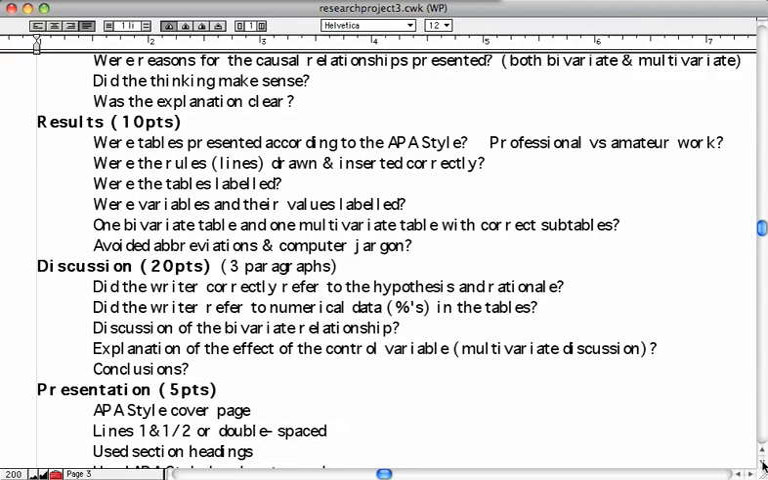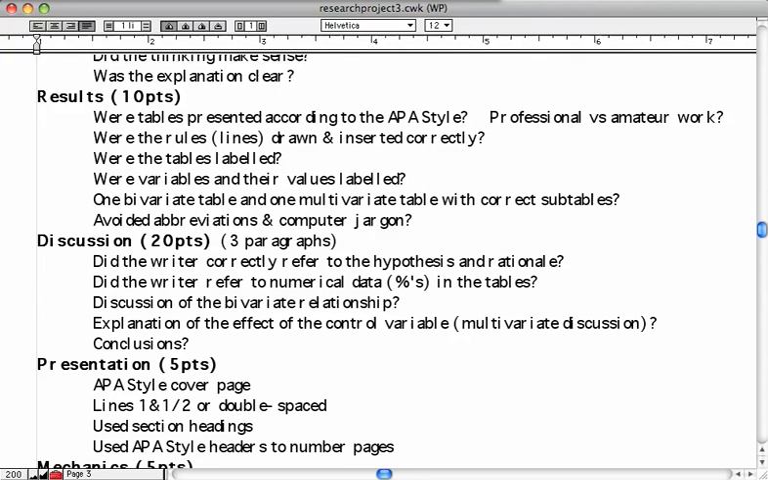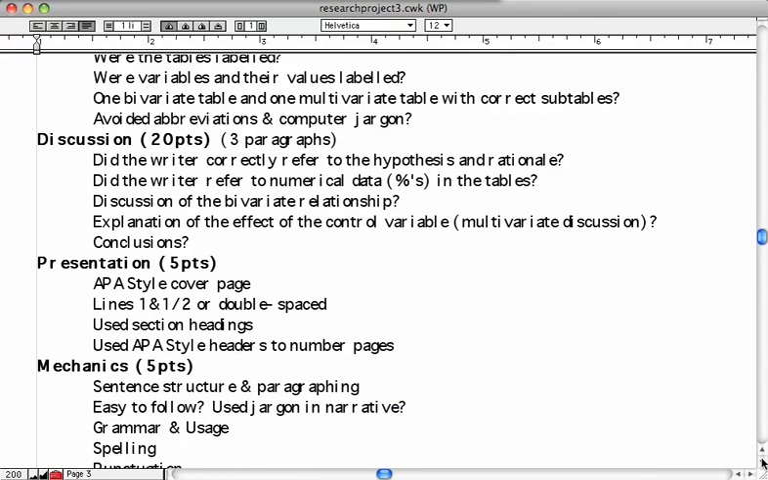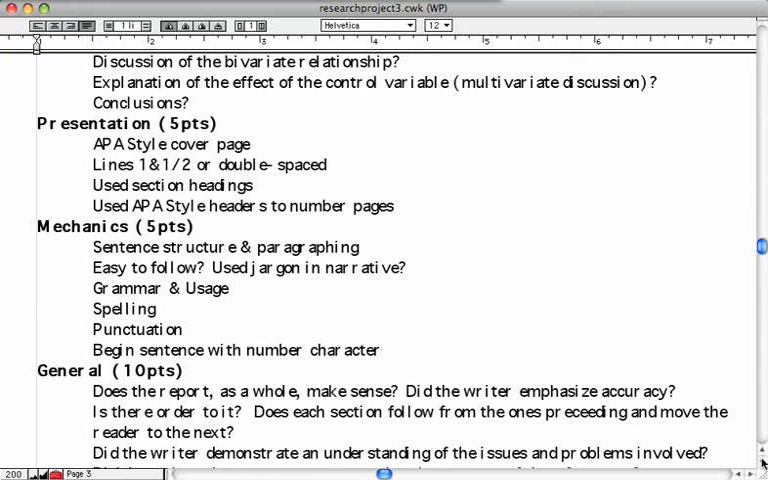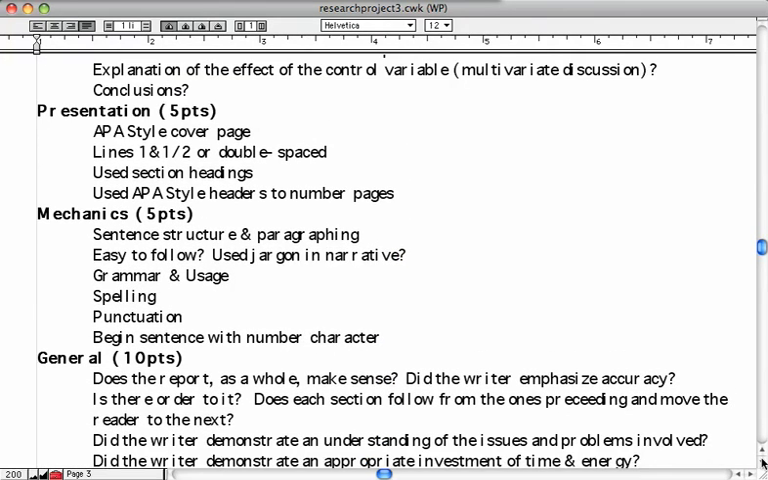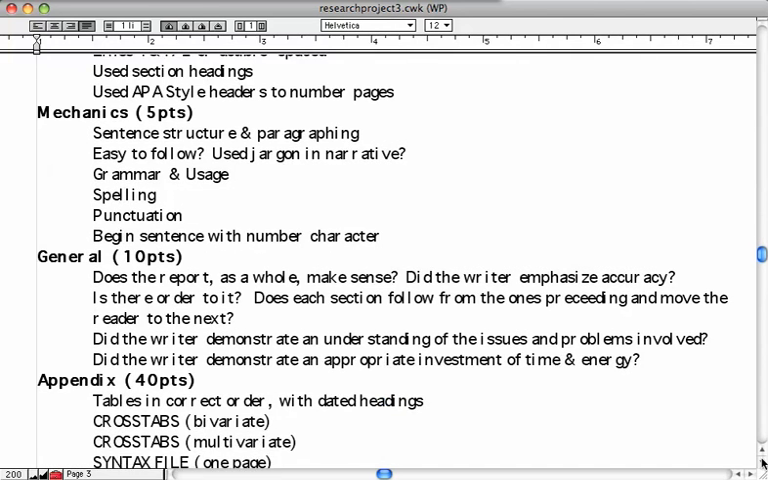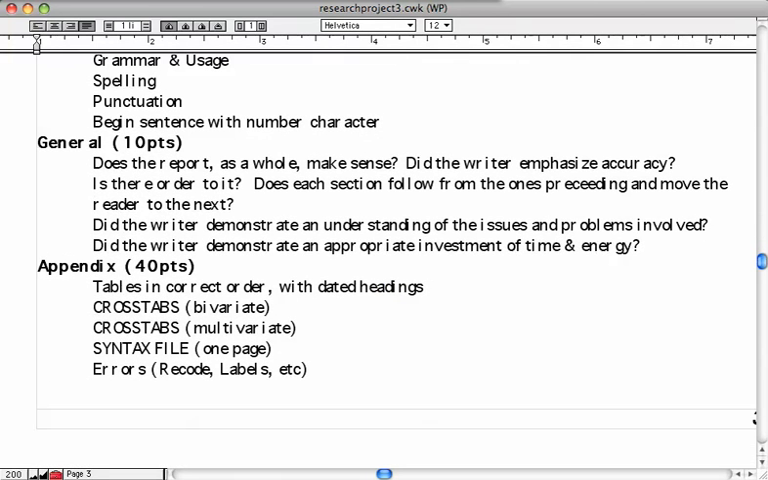So if you fail to include even the APA style cover page, or your lines are not double spaced, or your section headings are not there, then you will lose points. Mechanics: your sentence structure and paragraphing. Sometimes some of you forget to read your paper before you turn it in. And your appendix. These are all the documents that I'm also going to be looking for in PDF form at the back of your paper.